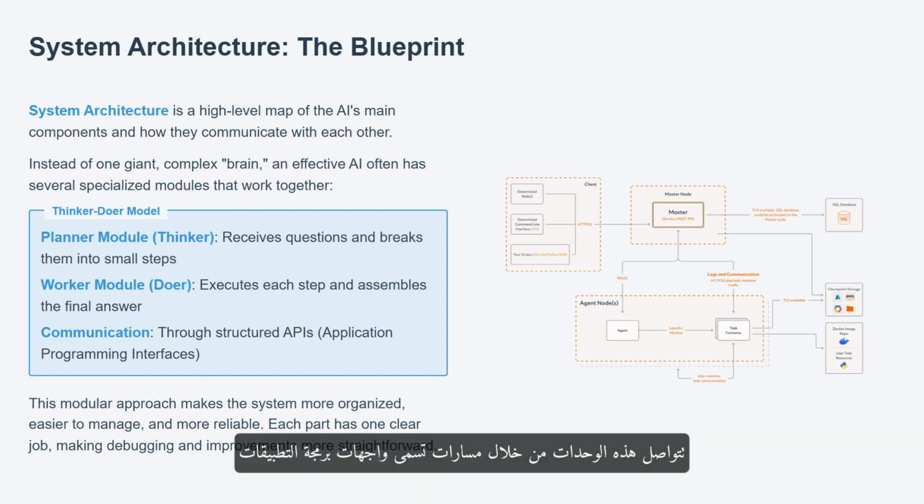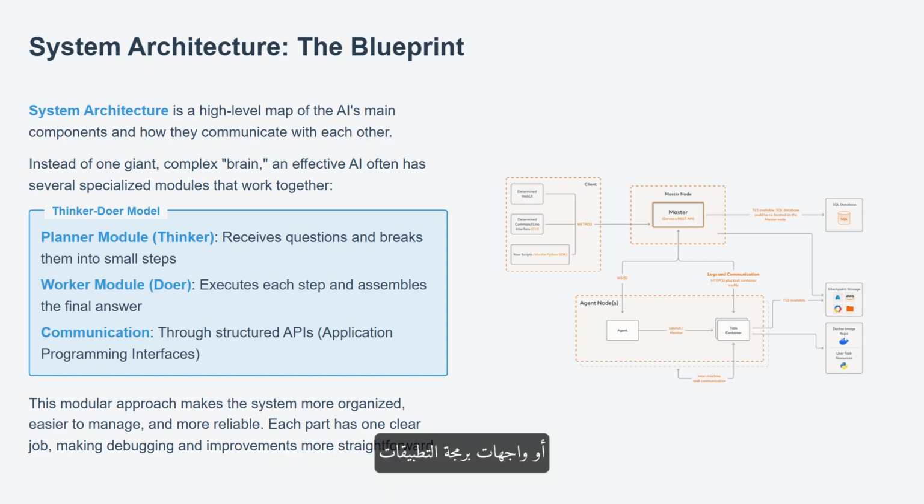These modules communicate through pathways called APIs, or Application Programming Interfaces. Think of an API as a very strict waiter. The planner writes its plan on a specific order form, the API request, and the worker takes the form, does the work, and returns the result on a specific tray, the API response. This ensures communication is orderly and predictable.